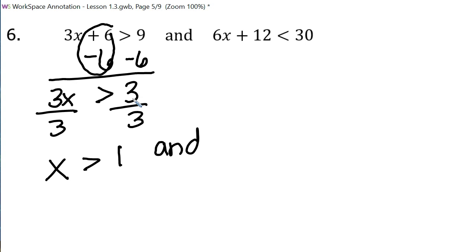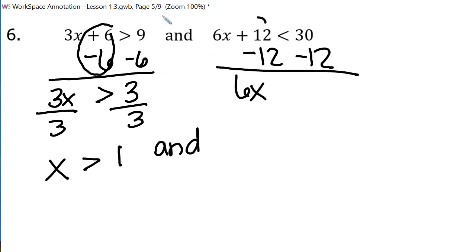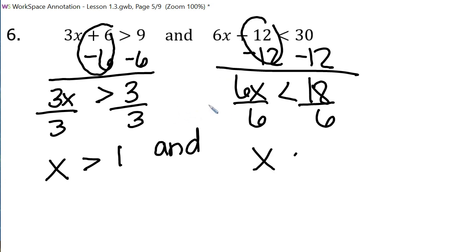Okay, what's next? Inequality number 2. Looking at this one, what would be our first step to solve it? Subtract 12. Subtract 12 from both sides. So bring down the 6x. Positive 12, negative 12 is a zero pair. Bring down your less than symbol. And what is 30 minus 12? 18. How do we get rid of that 6? Divide both sides by 6. That gives us x is less than 18 divided by 6, which is 3.